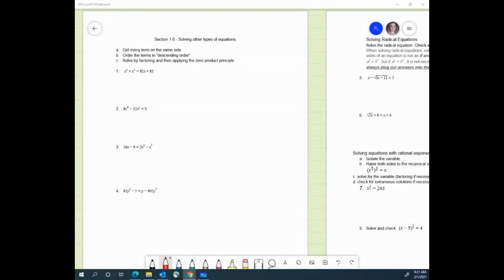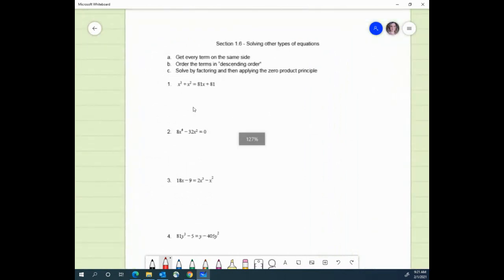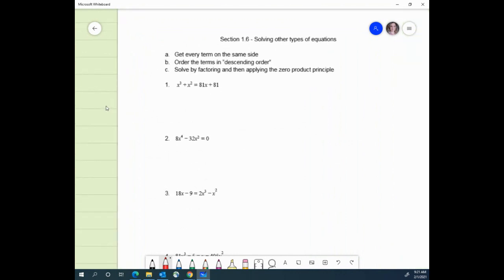All right, section 1.6. So 1.5 was all about quadratics. 1.6 and 1.7, we're going to kind of round out this chapter with other types of equations. So 1.6, more specifically, we're going to talk about a little bit more about some factoring is what we're going to start off with. So notice 1.6, right here, we've got an x to the third power.